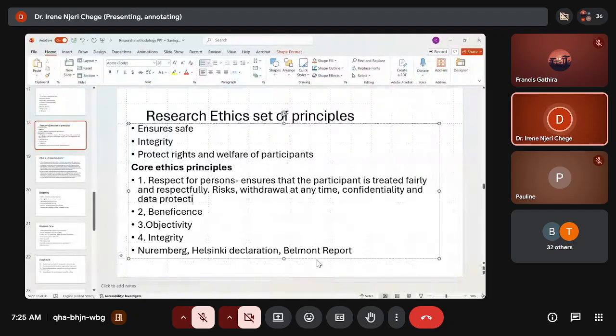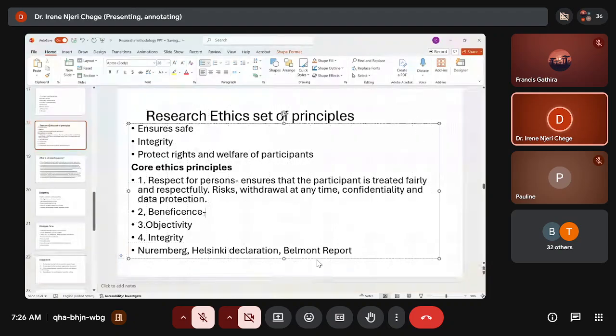So these are some of the things that you talk about when you talk about respect for persons. So it should be strict. Strictly, the information is for that study. It is not that after you've bought maybe a soap, I can give your information to another company that is selling creams, and you didn't ask for that.